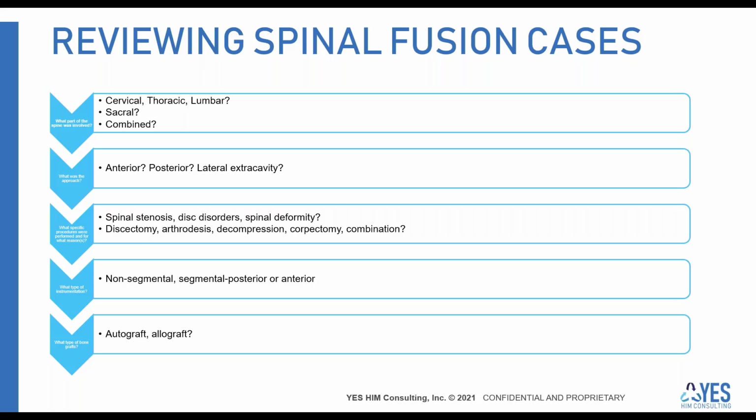And then for additional codes that you would want to add, you definitely want to identify the type of instrumentation. Are we talking about non-segmental or segmental? And if it's segmental, are we talking about posterior or anterior? And then additionally, you also want to identify the type of bone graft. Are we talking about autograft, allograft, synthetic, or are we talking about bone marrow?